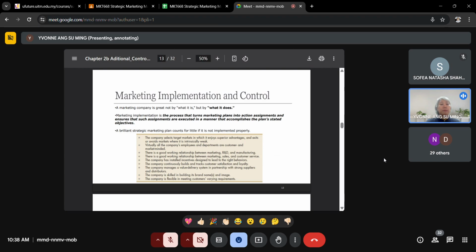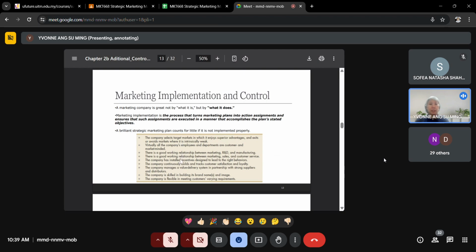But what we need to pay attention to here, what's important here is that we need to know that implementation is important, okay? Implementation is important because however good we are at writing the marketing plan, if we cannot implement it, we will not reach the company's objectives and goals. Okay? So what would be some of the focus that we want to look at when we talk about implementation?